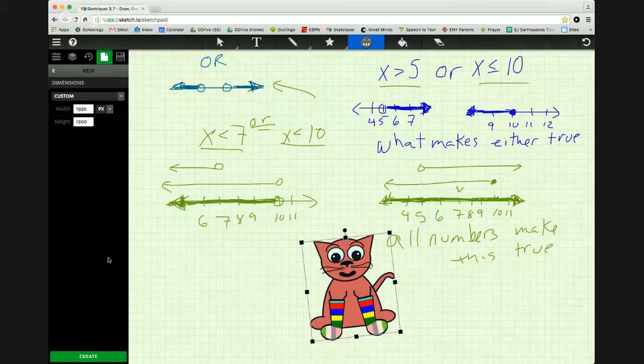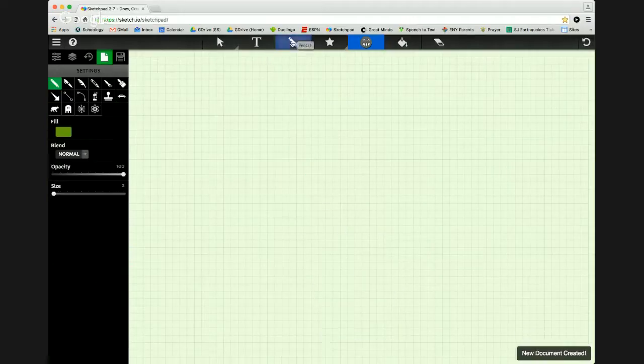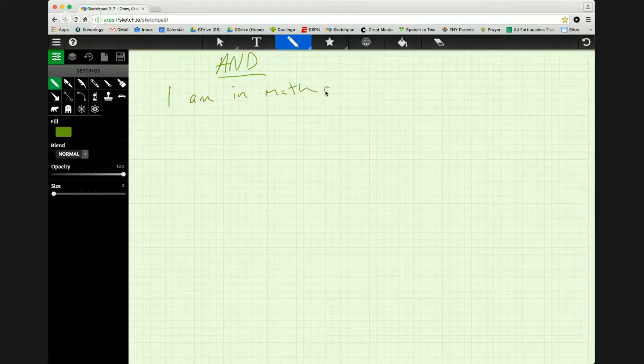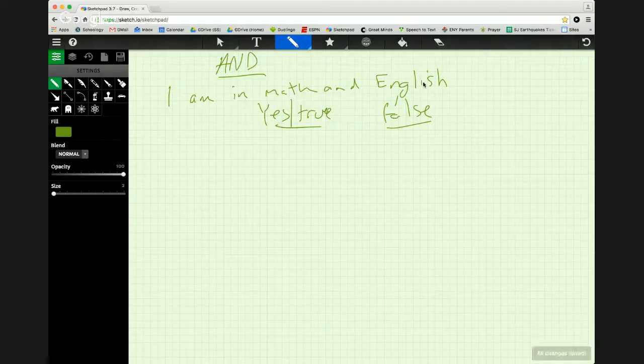Okay, new problem. Now we're going to move over really quickly to ands. An and problem says I am in math and English. I am in math, yes, true. But I am in English is false. So am I in math class and in English class? Well, overall, I am not. So this overall statement is false.